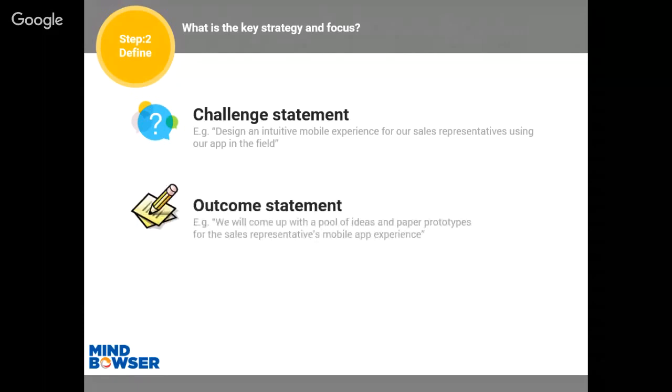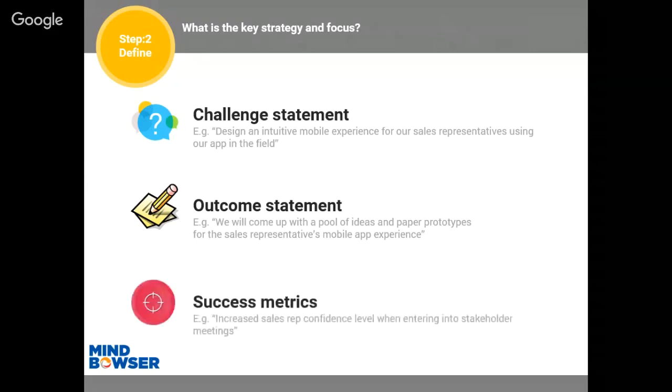And to tie back to that, what is the outcome? What is going to be the outcome of this workshop? So let's really tightly focus on the workshop alone. So here we need to understand the outcome statement, and everybody needs to be on the same page with that. Some typical outcome statements of design sprints would go like, we will come up with a pool of ideas and paper prototypes for the sales reps experience for our mobile app. So everybody knows that we are going to come up with ideas and paper prototypes or digital prototypes, whatever the goal, the outcome is.